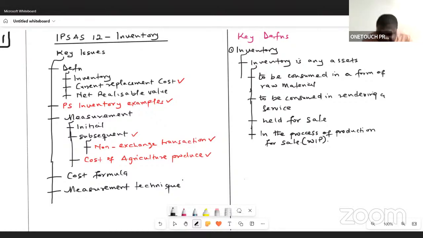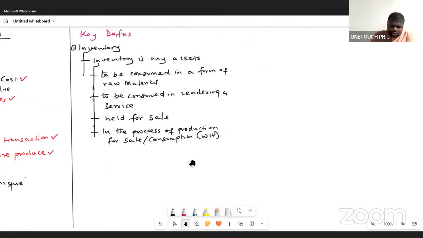So okay. It is in the process of production for sale or consumption, any of them. But it's still work in progress. Take note of that. Number two, current replacement costs. I want you to pay attention to this because it's a new thing. There's a difference between current replacement cost and net realizable value.